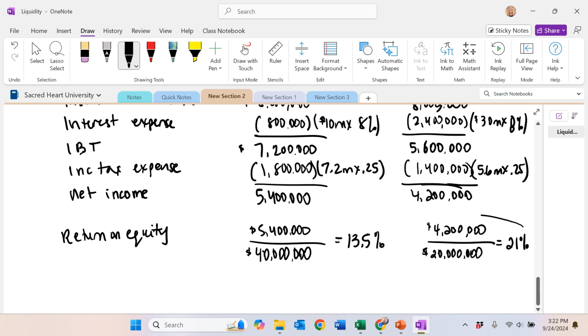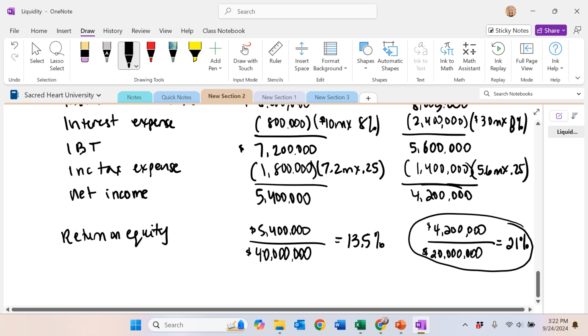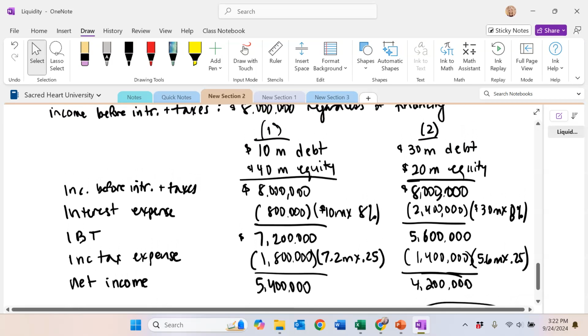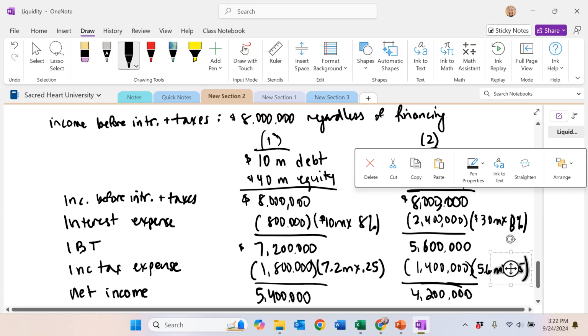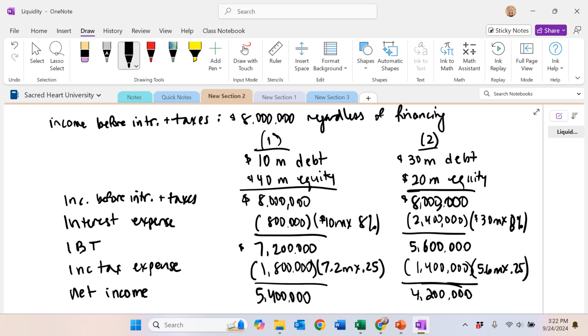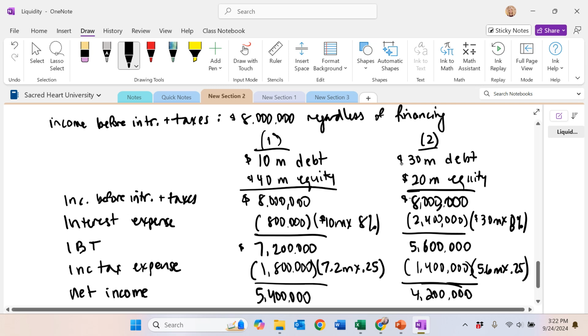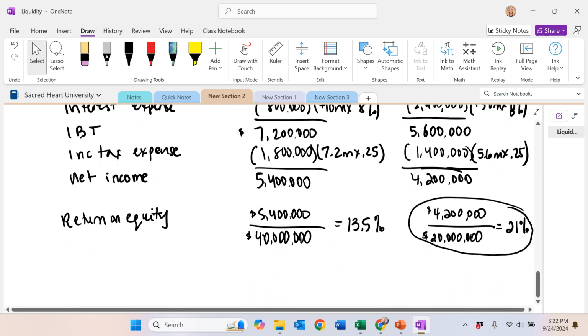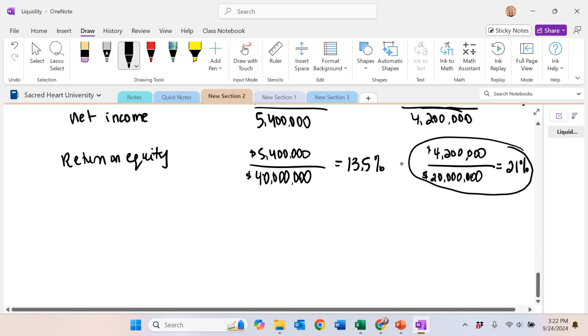So to the extent that investors care about return on equity, which is what investors want, investors are saying, go ahead and borrow money from the banks as long as you're earning a return. That 16% return on assets, that's $8 million here, that's greater than the interest expense. Then it's going to keep increasing the return on equity. So as long as the expected return on assets is greater than the borrowing cost.